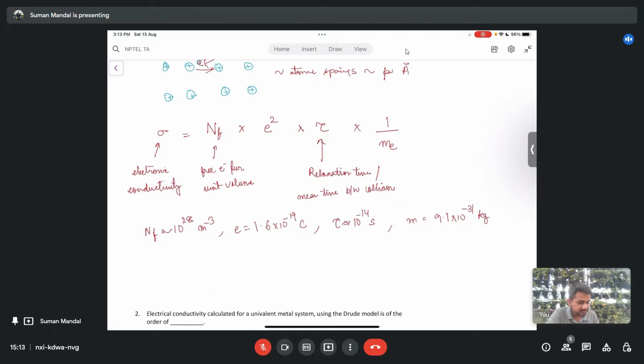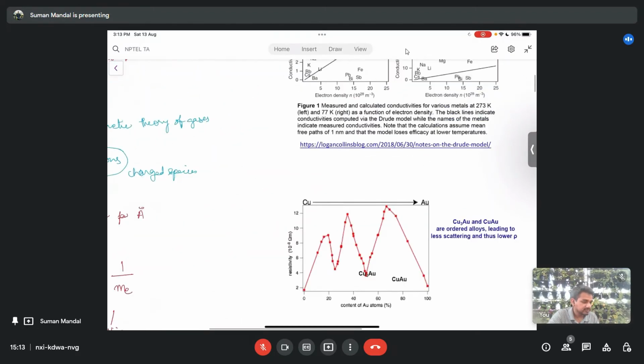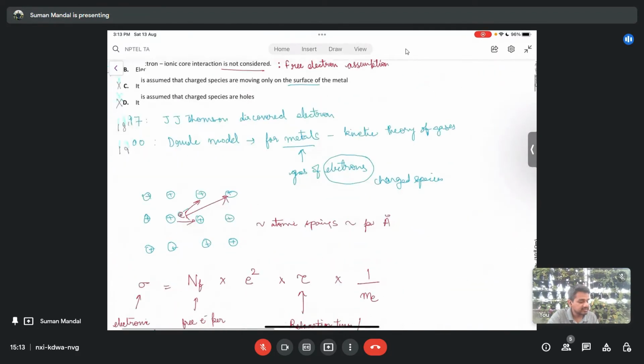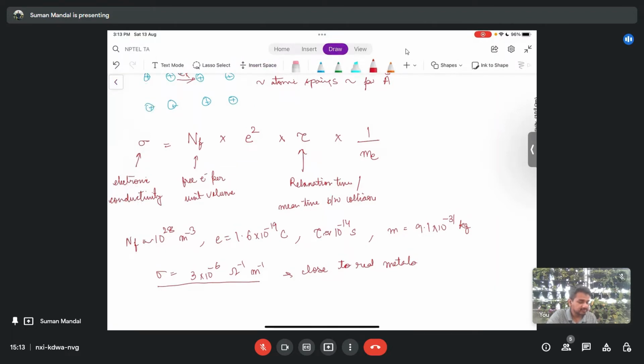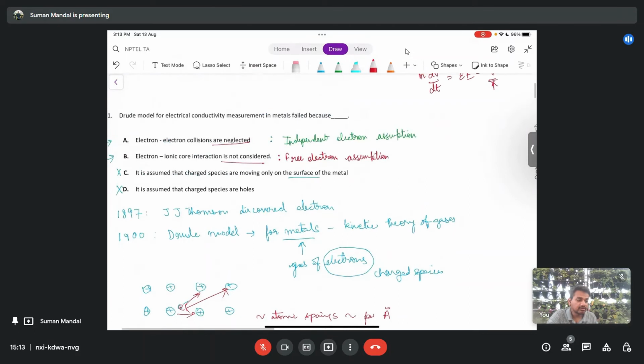If you put all these values, you get a sigma, which is basically the electronic conductivity, of 3 × 10^6 Siemens per meter, or per ohm per meter, which is close to real metals. I don't have the data here, but if you would have seen the data for the conductivity, you'll see that this value is very close to it. Now the thing is, from where does the error come? Which is the error, electron collisions or the electron-ionic interactions?